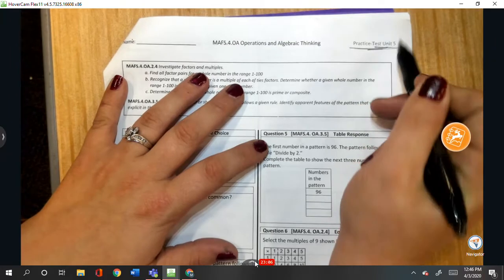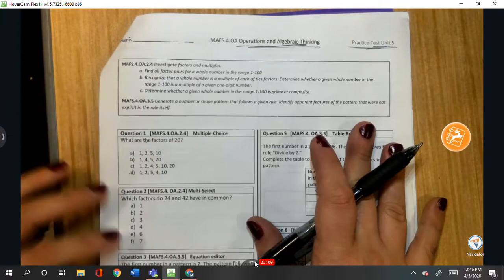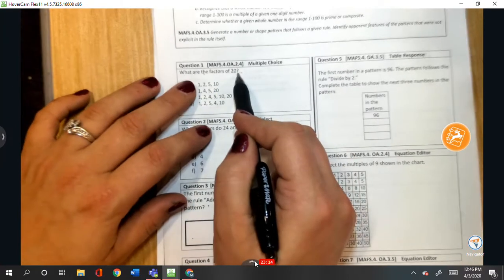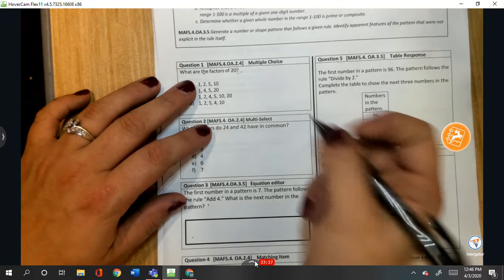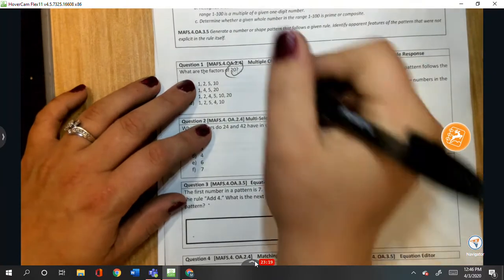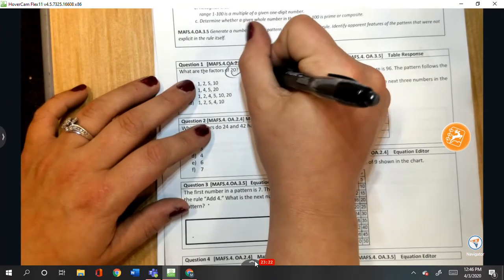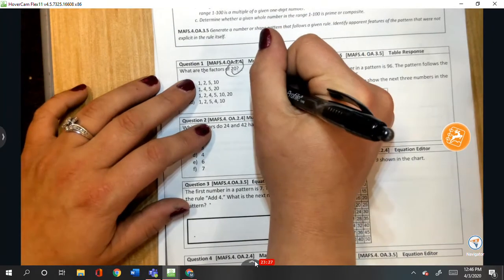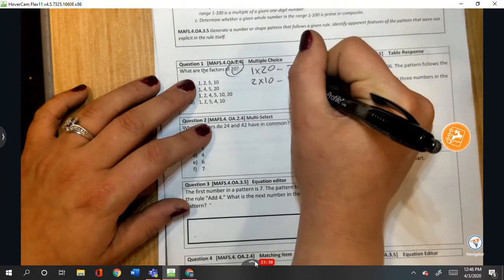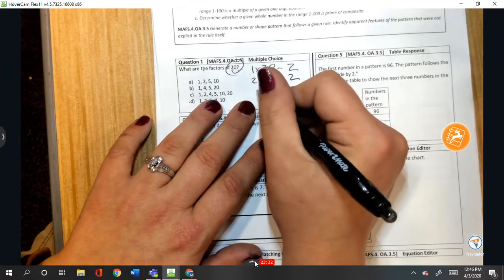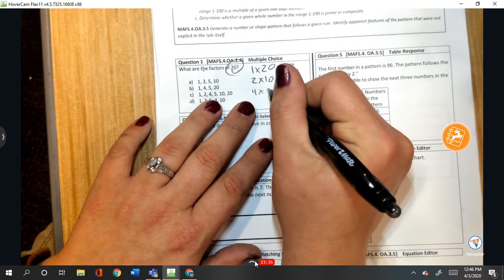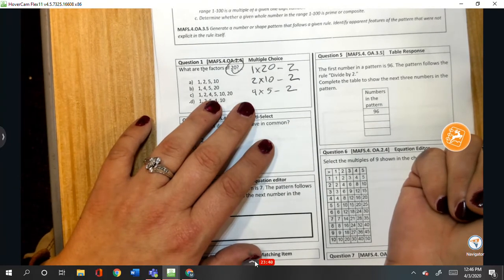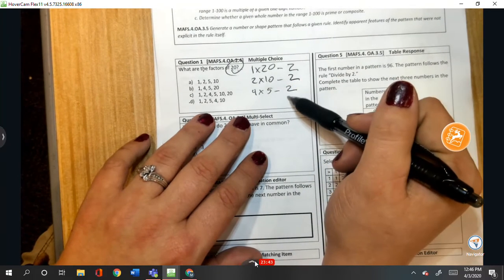We are in Unit 5, Operations in Algebraic Thinking. Number 1, what are the factors of 20? Remember, factors are the numbers we multiply in order to get the product. So we always start with 1 times 20. So that's 2 factors. Then we have 2 times 10. That's 2 factors. Then we have 4 times 5, which is 2 factors. And I believe that's the only factors of 20. So we have 6 factors altogether.